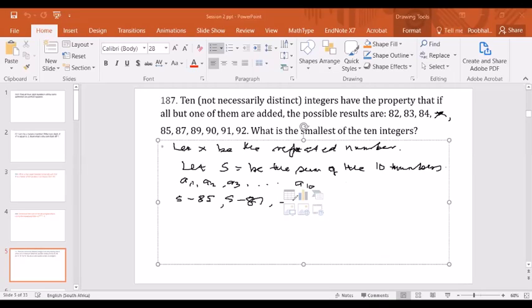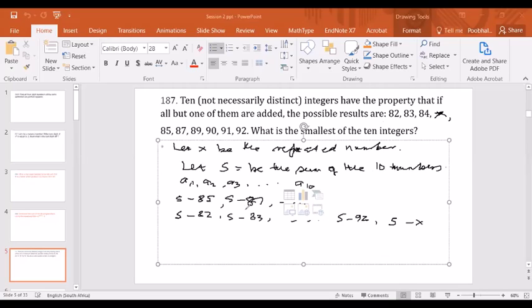So the original set of numbers is S minus 85, S minus 82. We shall start with S minus 82. Let's just put that down here. S minus 82, S minus 83, all the way up to S minus 92. And you'll also have S minus X, because X is one of these numbers. So these are your 10 numbers, which is exactly the same as your original 10 numbers, right?